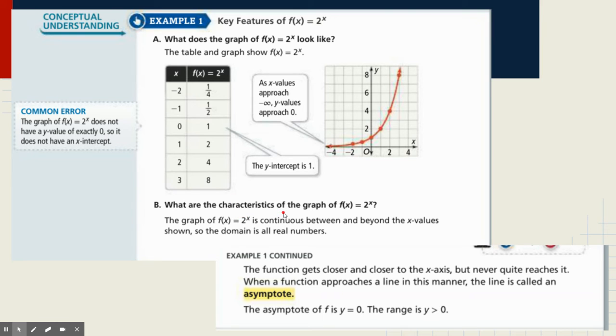Other characteristics: it would be continuous between and beyond the x values shown. So the domain is all real numbers, and any x value here could be a part of this. One other term you want to make sure you're familiar with is asymptote. The function gets closer and closer to the x-axis, but never quite reaches it. When a function approaches a line in this manner, that is called an asymptote. The asymptote of f is y equals 0. So the range is anything greater than 0. It's never going to go below the x-axis, nothing below 0 on my y-axis.